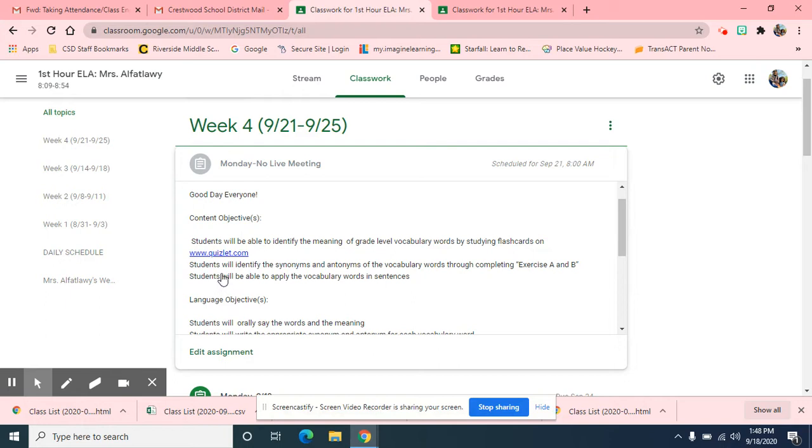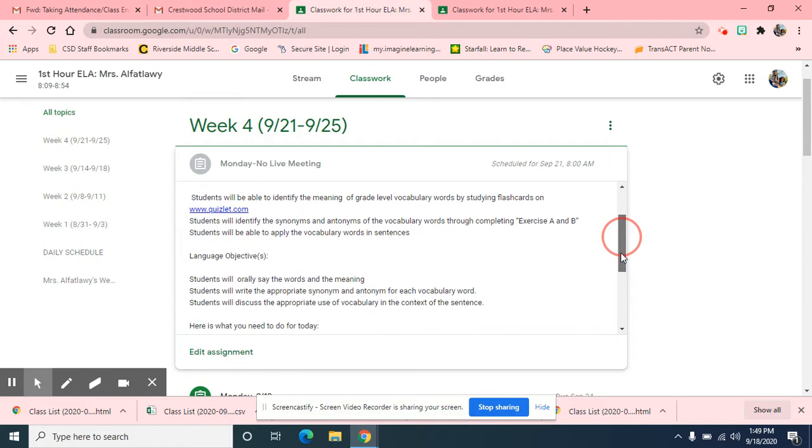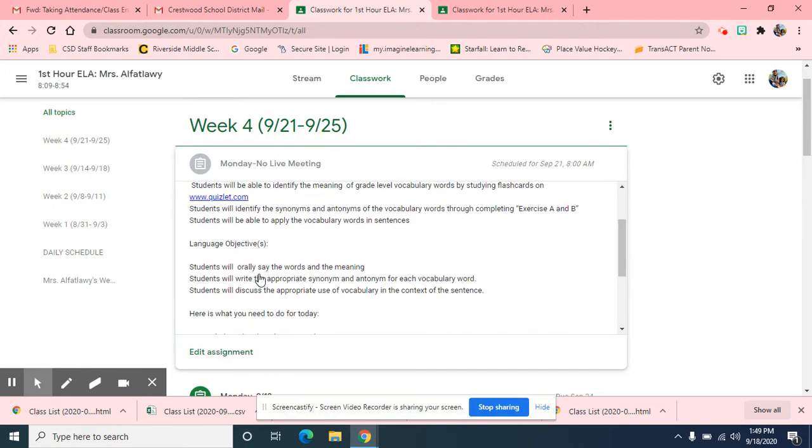Students will identify the synonyms and antonyms of the vocabulary words through completing exercise A and B. Students will be able to apply the vocabulary words in sentences. Our language objectives for today and tomorrow: students will orally say the words and the meaning. Students will write the appropriate synonym and antonym for each vocabulary word. Students will discuss the appropriate use of vocabulary in the context of the sentence.